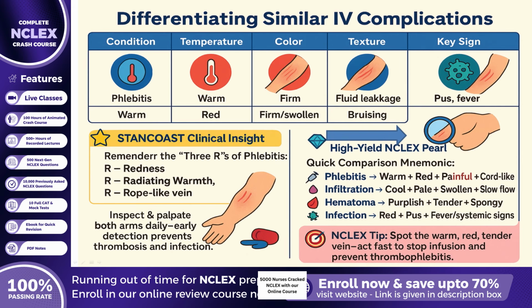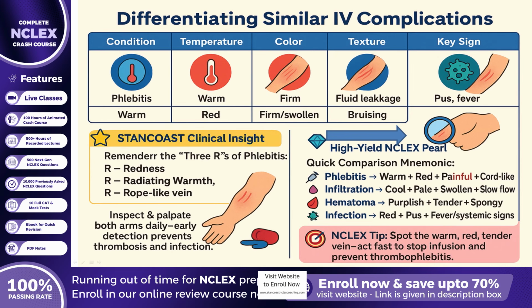Transitioning into the clinical perspective, here comes the Stand-Coast clinical insight. Phlebitis can be remembered by the 3 R's: redness, radiating warmth, and rope-like vein. The nurse should always inspect and palpate both arms to detect early changes. Early recognition not only prevents pain and discomfort, but also stops complications like thrombosis and infection before they escalate.